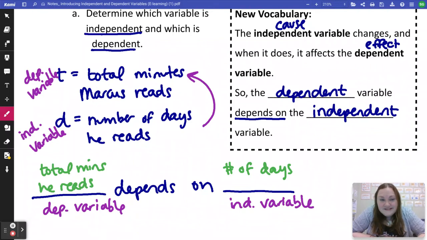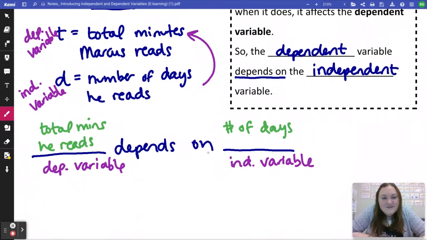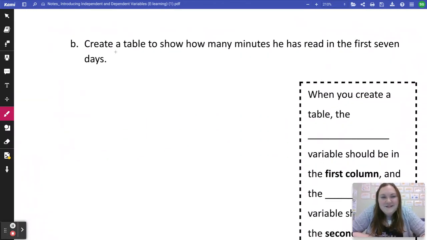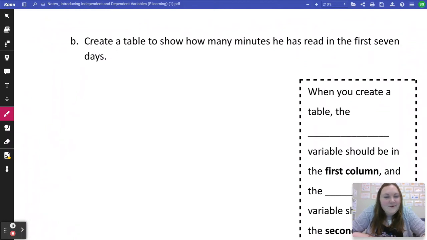We had mentioned one of our goals in this lesson is that we're able to identify independent and dependent variables. And so however you think of it, we want to get to this conclusion here, that the number of days is the independent variable and the total minutes is our dependent variable. Knowing which one is independent and which one is dependent is going to help us with our second goal for today, which is using independent and dependent variables to create tables and to create graphs. So the next part of this is going to be jumping into the first table we create. The question here says, create a table to show how many minutes he has read in the first 7 days.